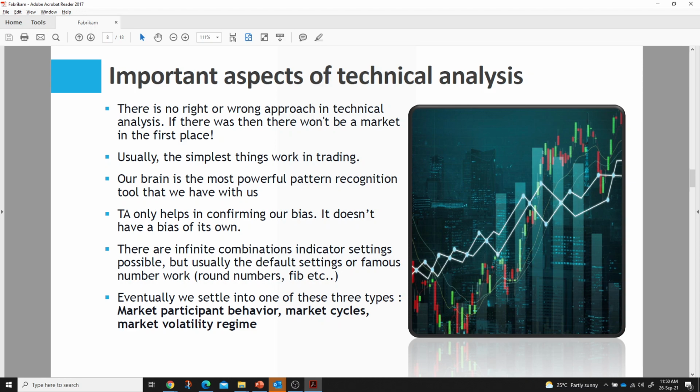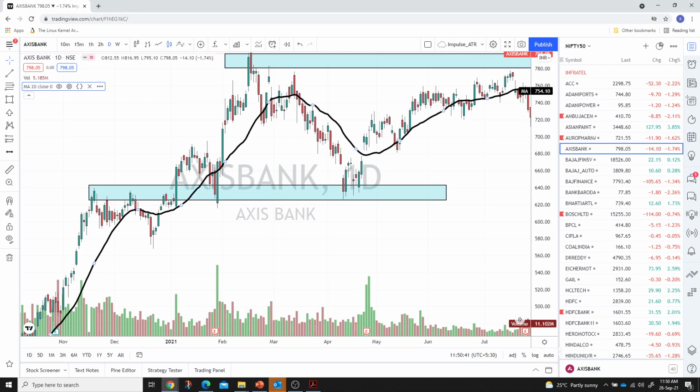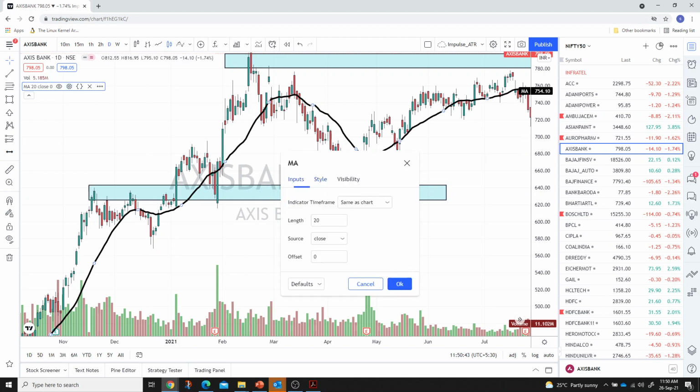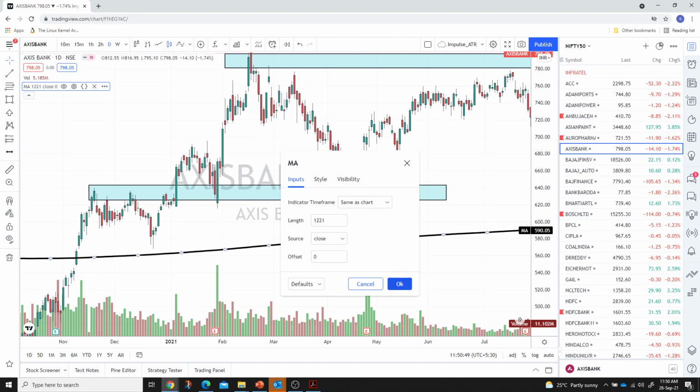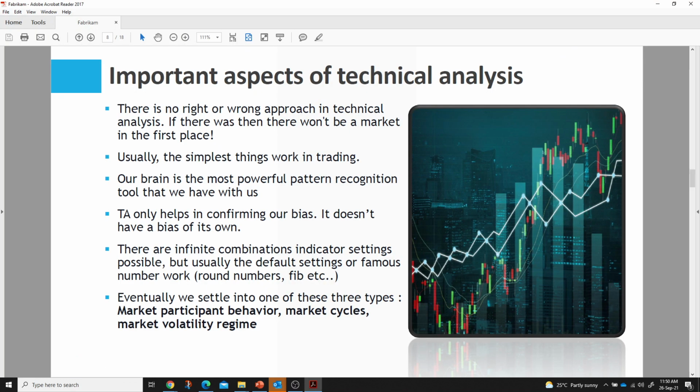And then there are infinite combinations of indicators. Now I have put 20, but I can as well put 21. And I can even put 1000, 2000. Yeah, I can even do this. So that's the reason there are infinite indicators and indicator combinations. But if you are starting off, stick to the default.